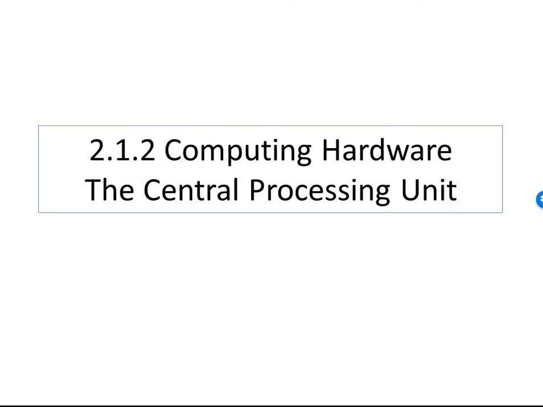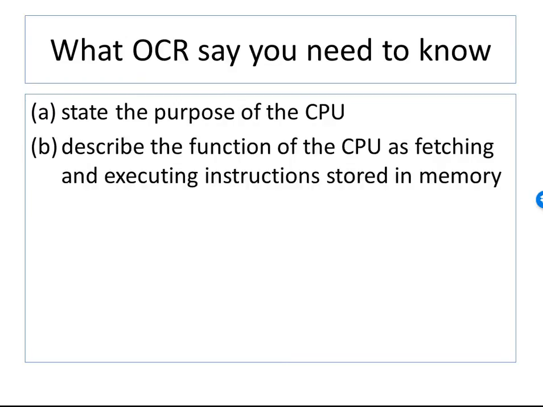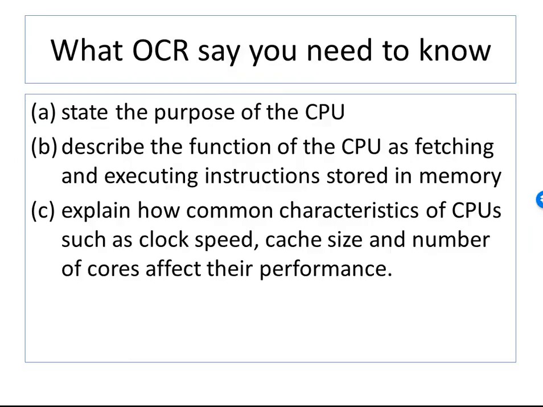Hello and welcome to this video, which is looking at section 2.1.2 of the computing hardware area of the OCR Computing Specification, and in this video in particular we're going to be looking at a central processing unit. OCR say that you need to be able to state the purpose of a CPU, describe the function of the CPU as fetching and executing instructions stored in memory, and explain how common characteristics of a CPU such as clock speed, cache size and number of cores can affect their performance.